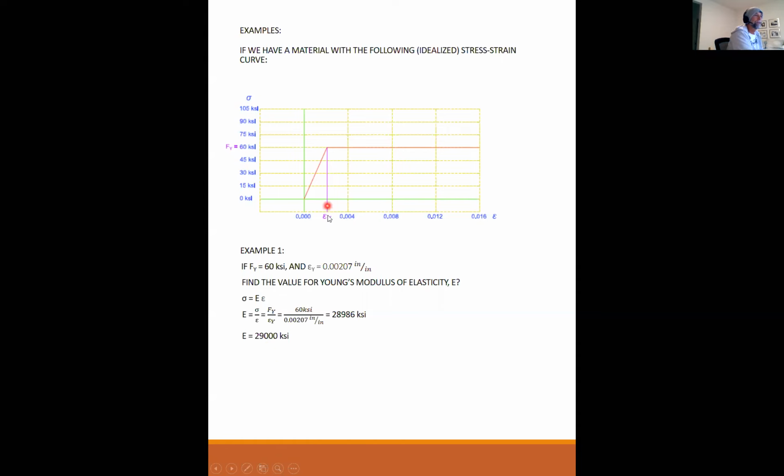So if I'm given this and I'm given this, basically what I'm given is rise over run. I can find the slope of the elastic region, which is defined as Young's modulus of elasticity.